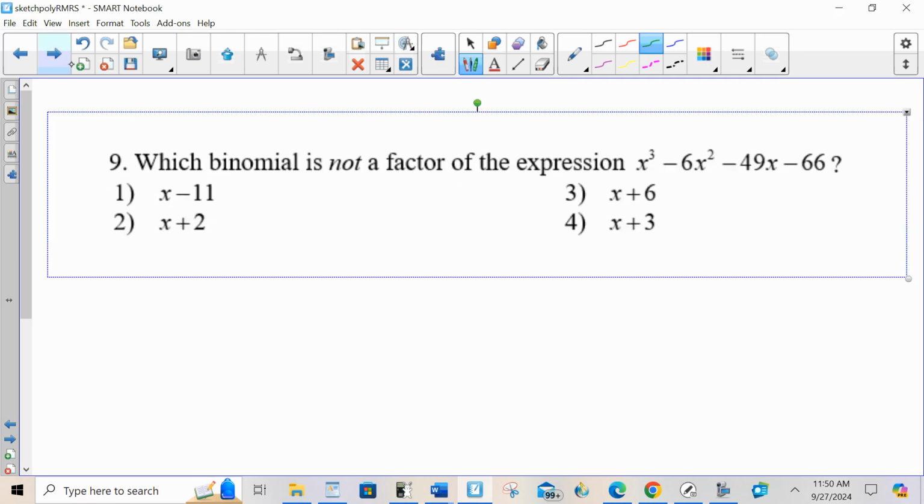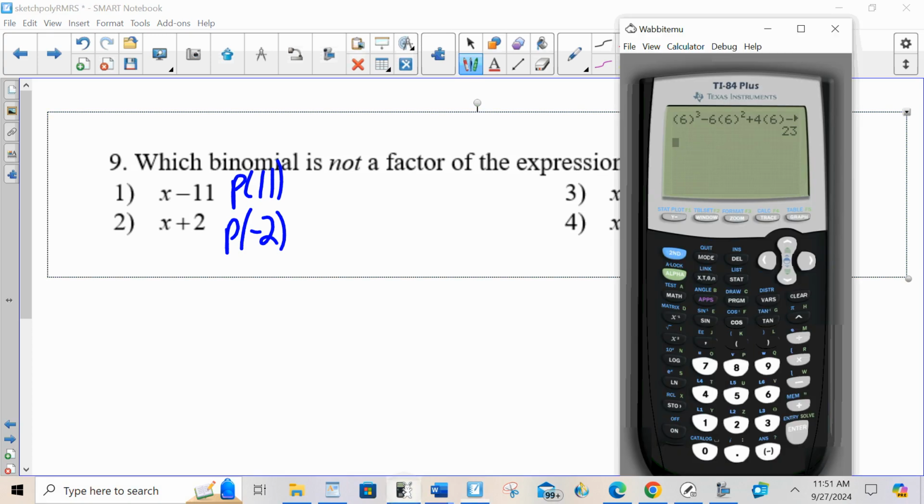So if we do a multiple choice version of this, it's the same thing. Which binomial is not a factor? Well, let's go through each choice and see which one has a remainder of 0. For choice 1, I would substitute positive 11 in. For choice 2, I would substitute negative 2. For choice 3, I would substitute negative 6. For choice 4, I would substitute negative 3. I don't have to show work since it's multiple choice.